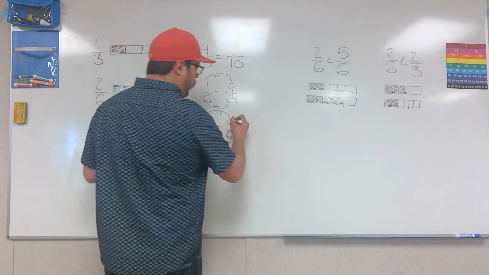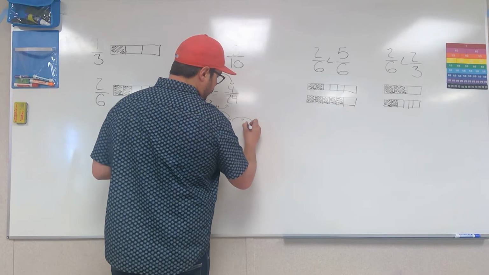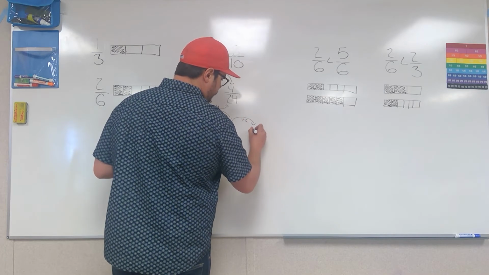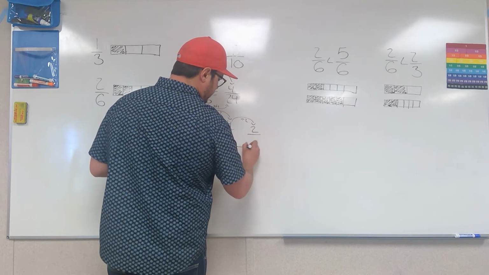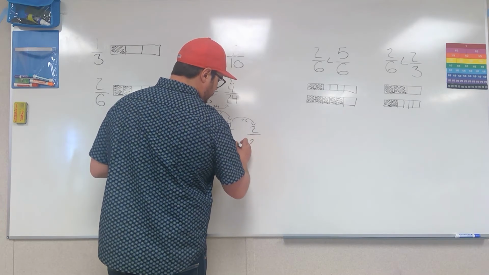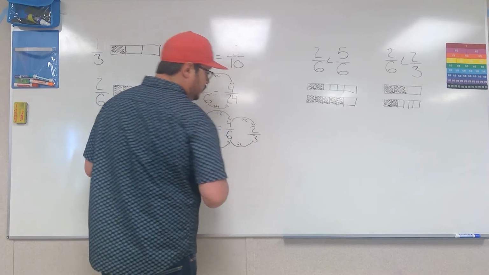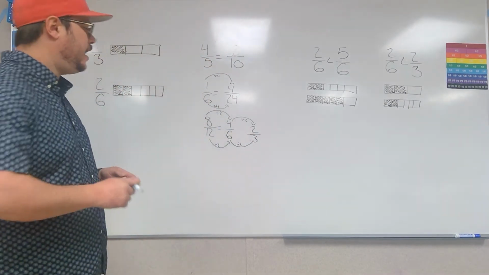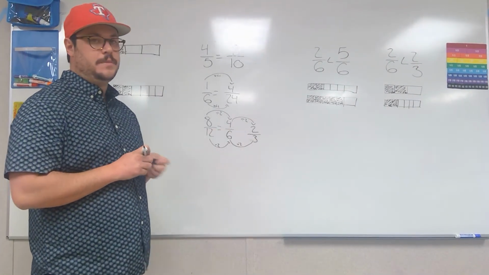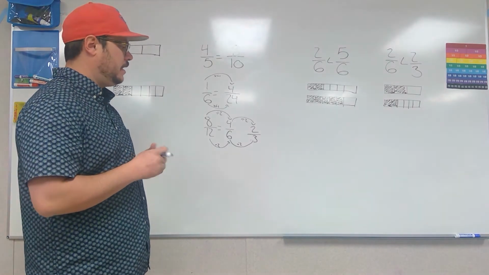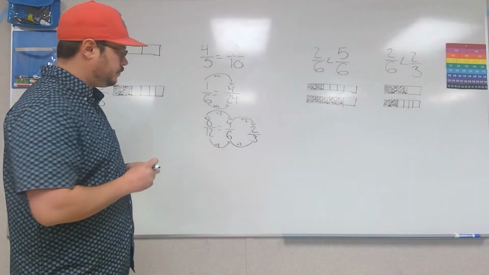So if we divide 4 by 2, that equals 2. And if we divide 6 by 2, that equals 3. 2/3. Is that our simplest form? Is there another number that you can divide 2 and 3 by? The answer is no. So 2/3 would be your simplest form.